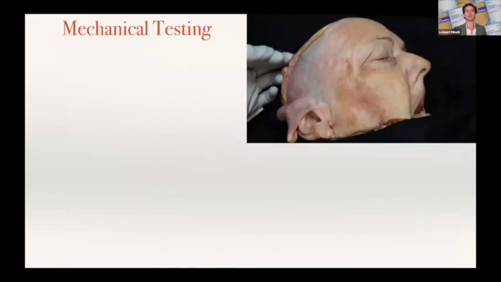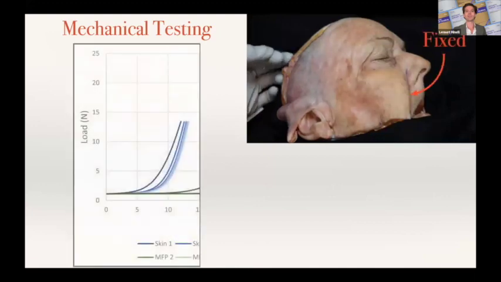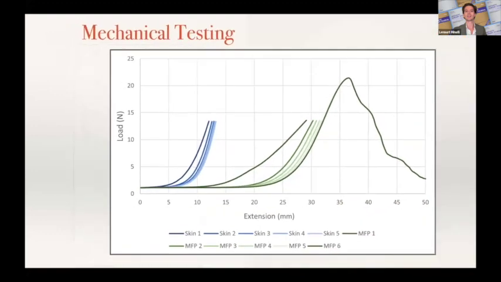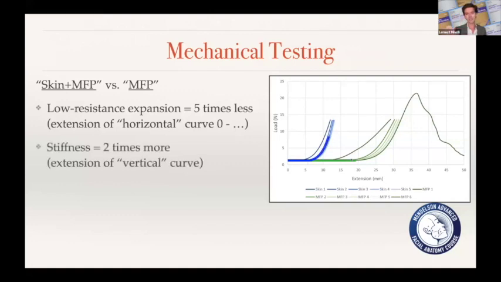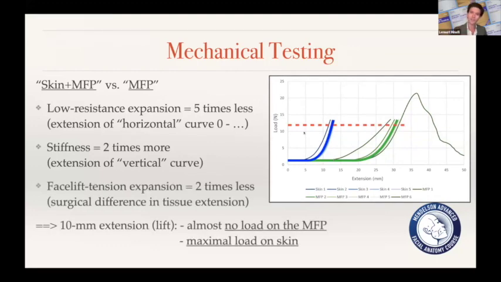So what did we find is that the skin plus the myelofat pad, the composite flap, has a much shorter low resistance expansion region than the myelofat pad, on average 5 times less. That means that the myelofat pad can stretch out passively much more. So for a 5 centimeter myelofat pad, this corresponds to 1.5 centimeter of extra length. Secondly, the stiffness marked by the length of the upper curve is 2 times more when the skin is still attached. So what does this mean for a facelift?